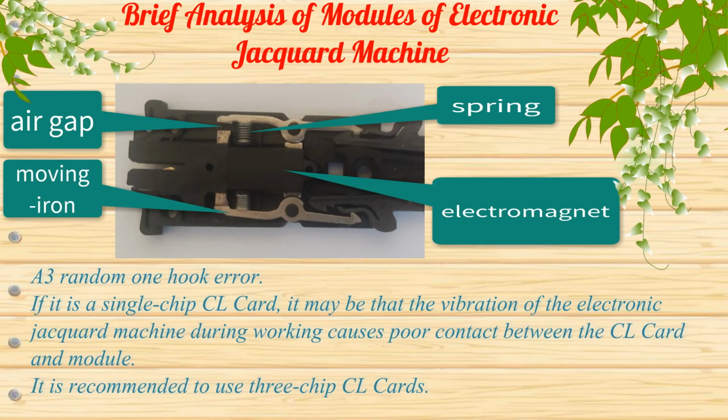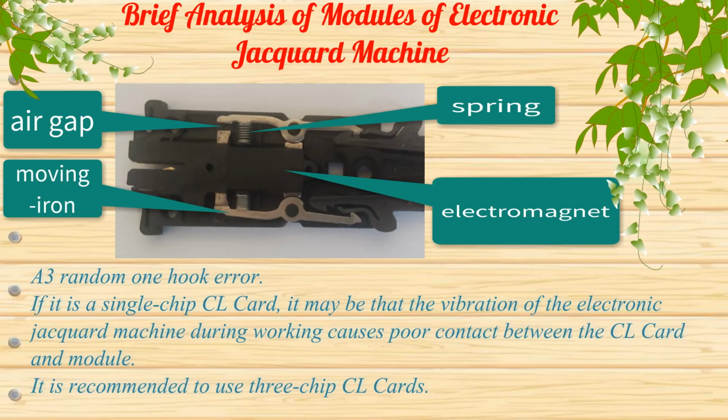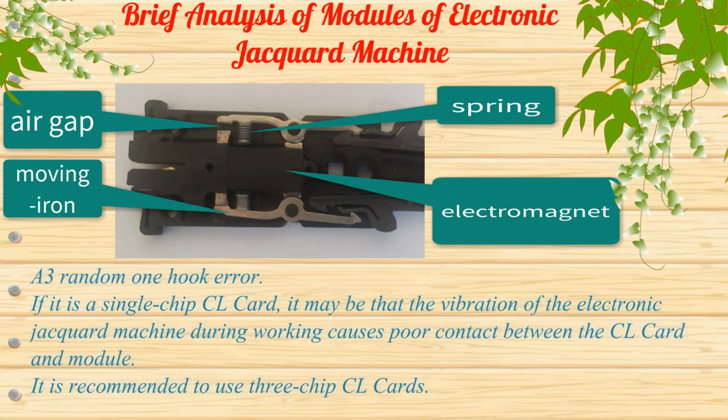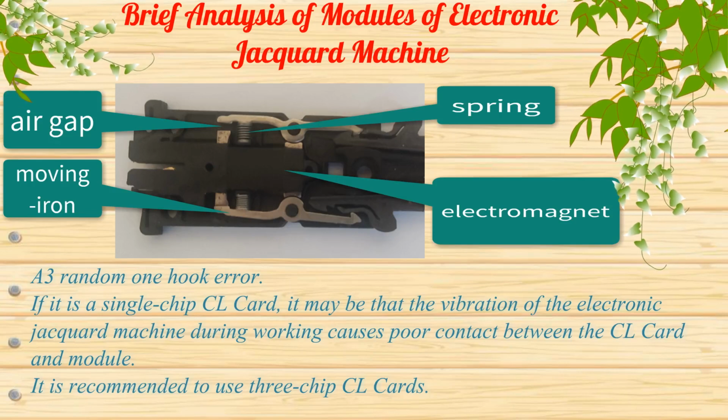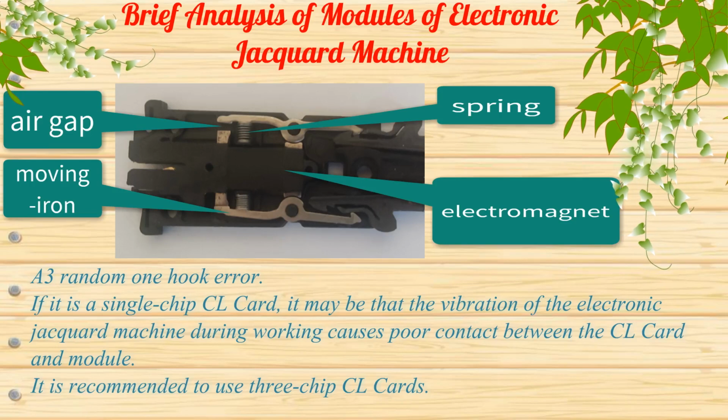A3. Random 1 hook error. If it is a single chip CL card, it may be that the vibration of the electronic Jacquard machine during working causes poor contact between the CL card and module. It is recommended to use 3-chip CL cards.